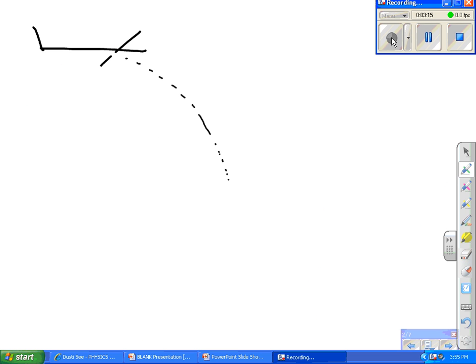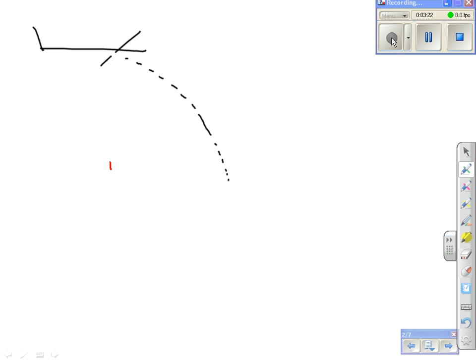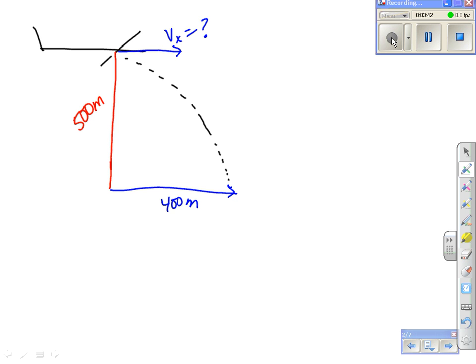Okay, we have the information about the plane, and the plane is at an altitude, so that means it's this high, of 500 meters. And it also says that it lands 400 meters, so this is the 400 meters. And it wants us to find how fast the plane is flying. So it wants us to find the Vx. Because remember, the rule is that the object will have the same speed as the moving object that it fell out of, the same horizontal speed.